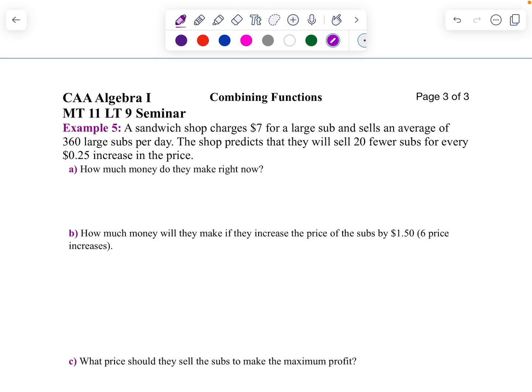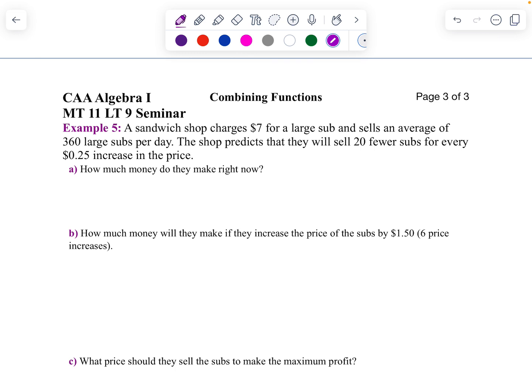Let's apply combining functions to an actual problem. We have this sandwich shop, and they sell large subs for $7 on average. Right now, they make 360 subs per day. The research has shown that if they raise the price, they'll sell about 20 fewer subs for every 25-cent price increase.